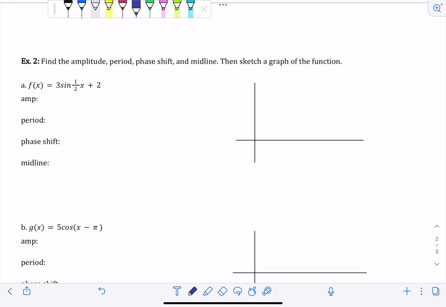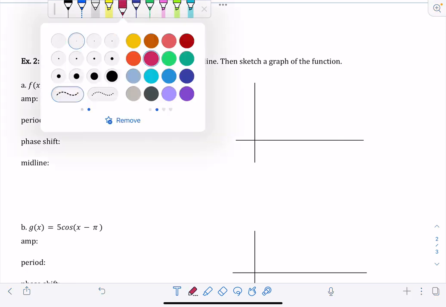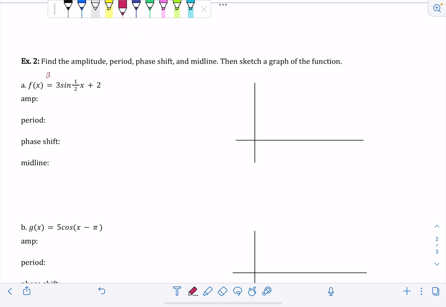Okay, so example 2, find the amplitude, period, phase shift, and midline, and then sketch a graph of the function. So this one will have a little bit more transformations. They won't have all of them on every single problem, but there's more to work with on each one. So amplitude, still the number that gets multiplied out in front of sine or cosine.